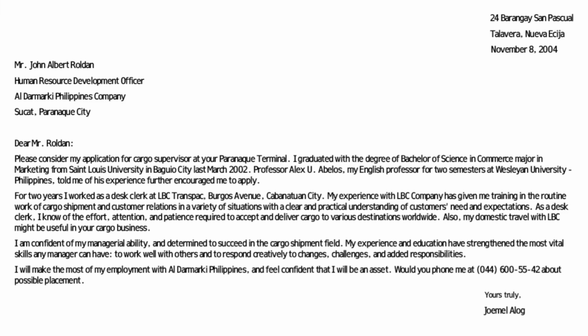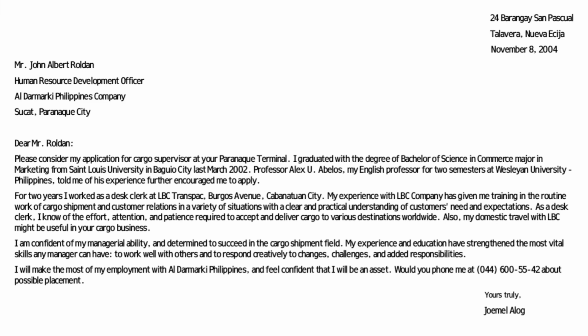I am confident of my managerial ability and determined to succeed in the cargo shipment field. My experience and education have strengthened the most vital skills any manager can have: to work well with others and to respond creatively to changes, challenges, and added responsibilities. I will make the most of my employment with Alder Marquee Philippines and feel confident that I will be an asset. Would you phone me at 044-655-42 about possible placement? Yours truly, Jamel Alok.